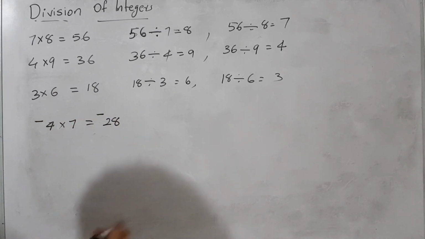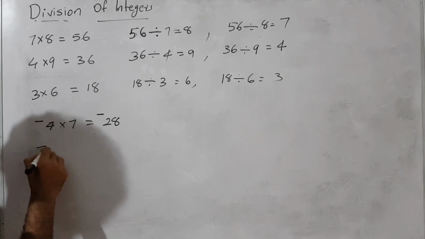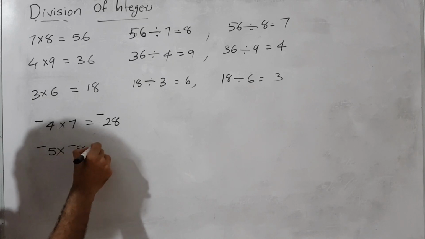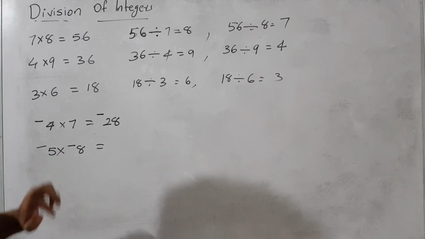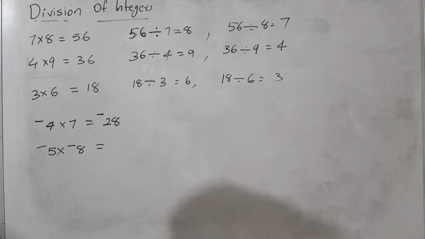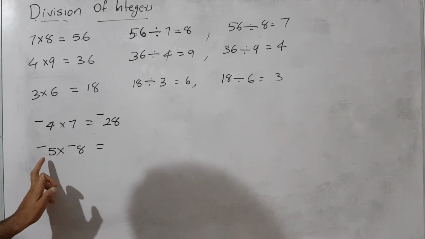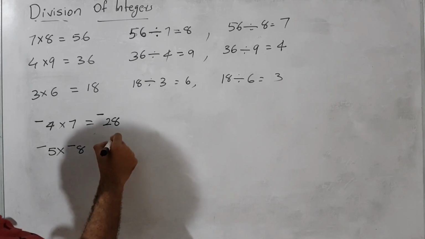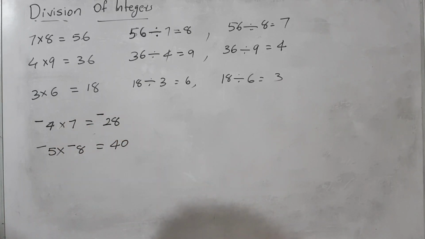Next we multiply like this: minus 5 into minus 8. What is minus 5 into minus 8? We multiply two negative integers, two negative numbers, so the answer is positive. 5 into 8 is 40. Correct?